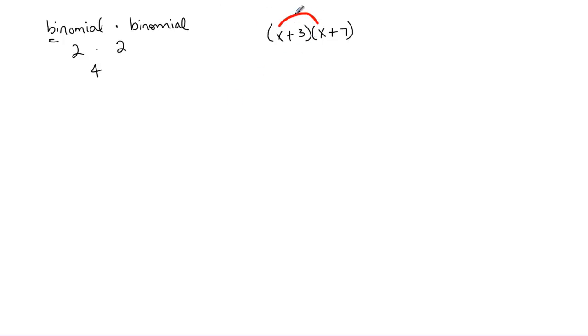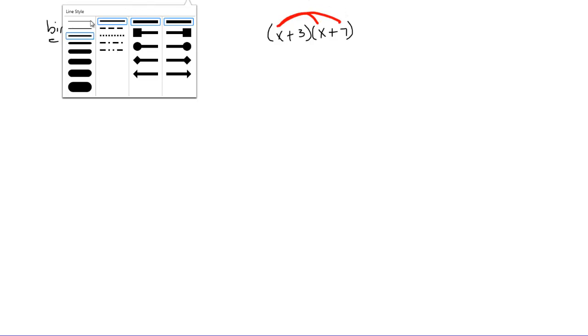If I ask you to multiply two binomials, remember, binomial means two terms. So if I take something that has two terms, times something else with two terms, like x plus 3 times x plus 7, two terms times two terms is going to give me four terms. Of course, you know that you're going to distribute the x to that x and to the 7.